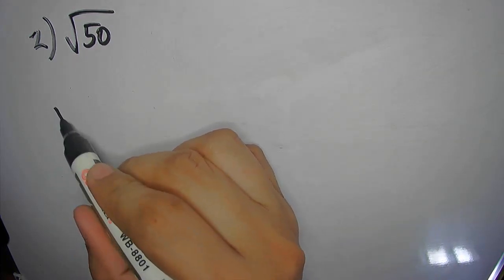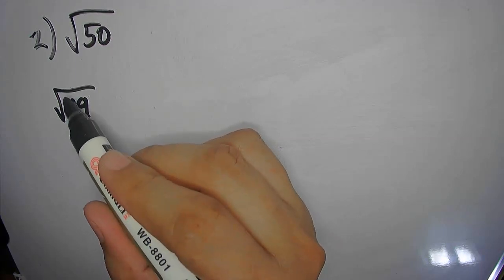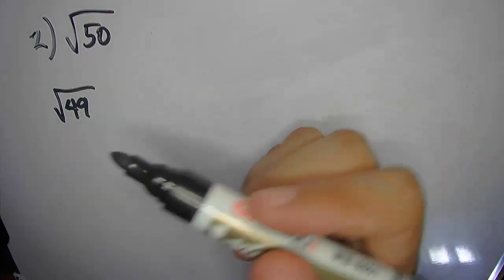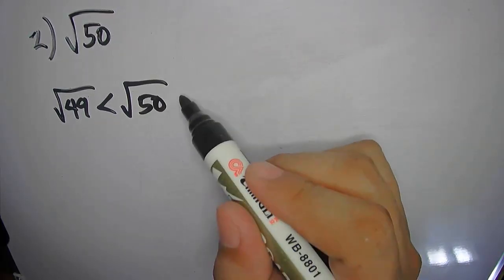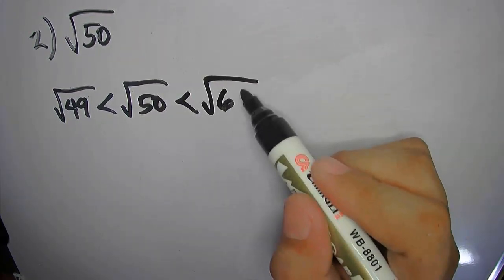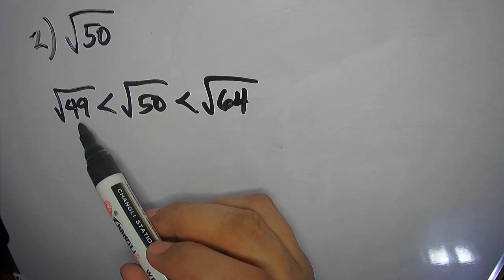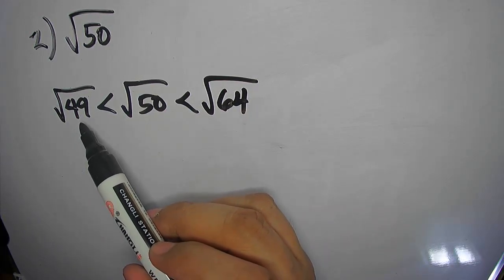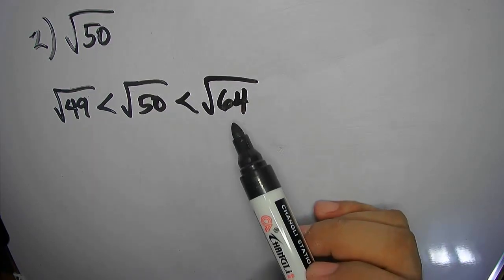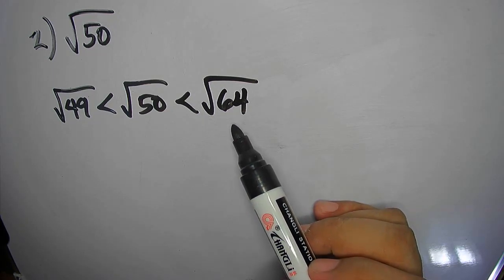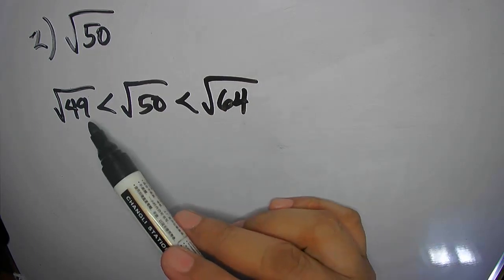Because 49 is a perfect square, so square root of 49 is 7. Okay? So, square root of 50 is less than square root of 64. So once you get this 49, which is 7, you know the next one is 8. So, 8 times 8 is 64. Before 8 comes 7, and 7 times 7 is 49.